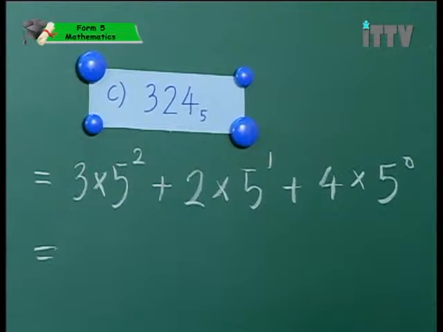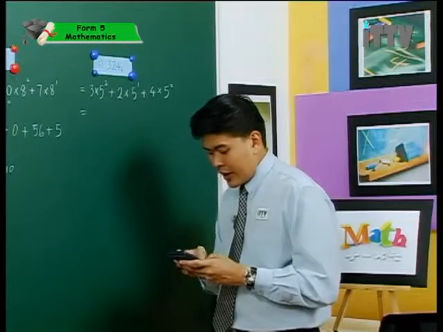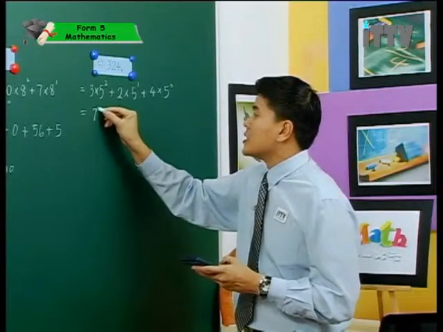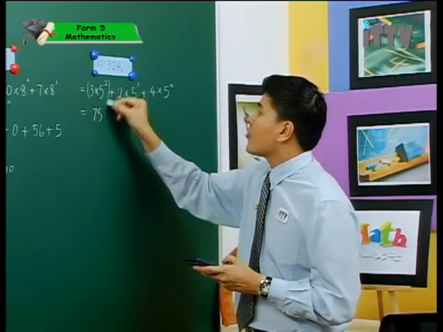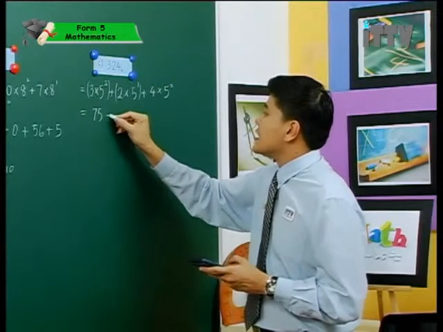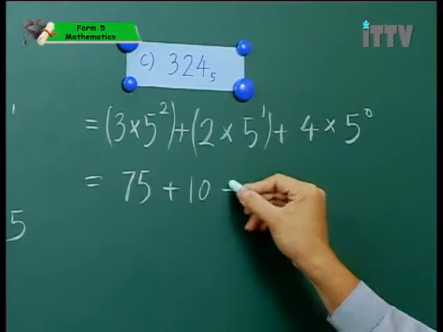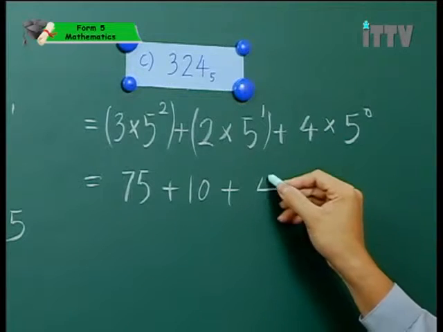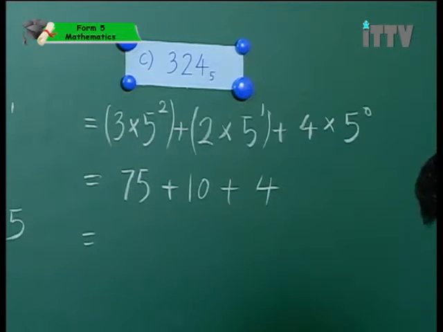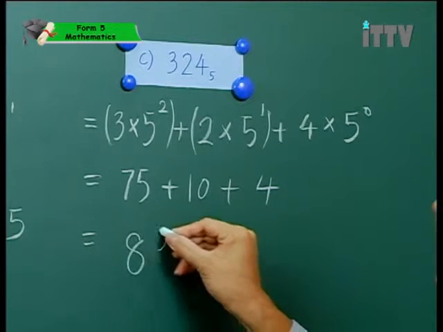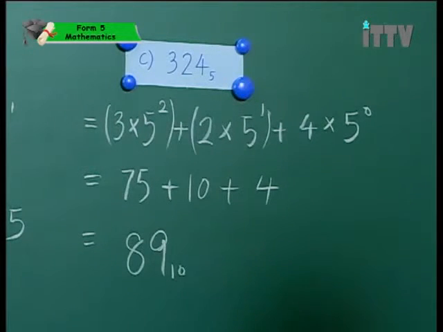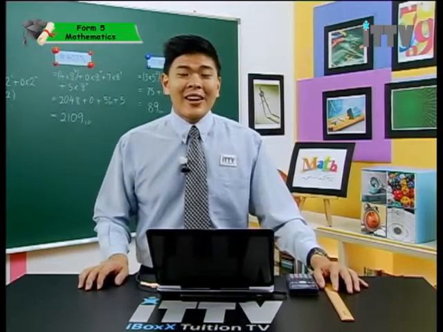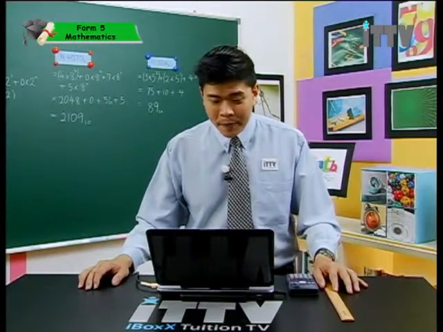So what do we get here? Let's sum up everyone. This is 75. This is easily 10. And this, be careful, is 4. So what we will get is 89, and this is in base 10. Now let's take a look at the next example.